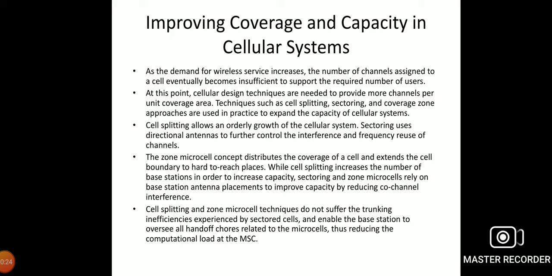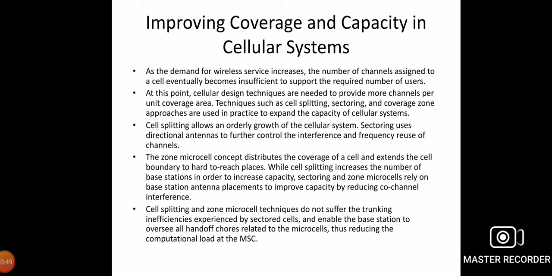To increase the coverage area in a cellular system, it is very important to assign more radio channels to a cell so as to meet the mobile traffic. The more channels, the higher the coverage range, that is the distance in a cell, thus leading to a higher coverage capacity.